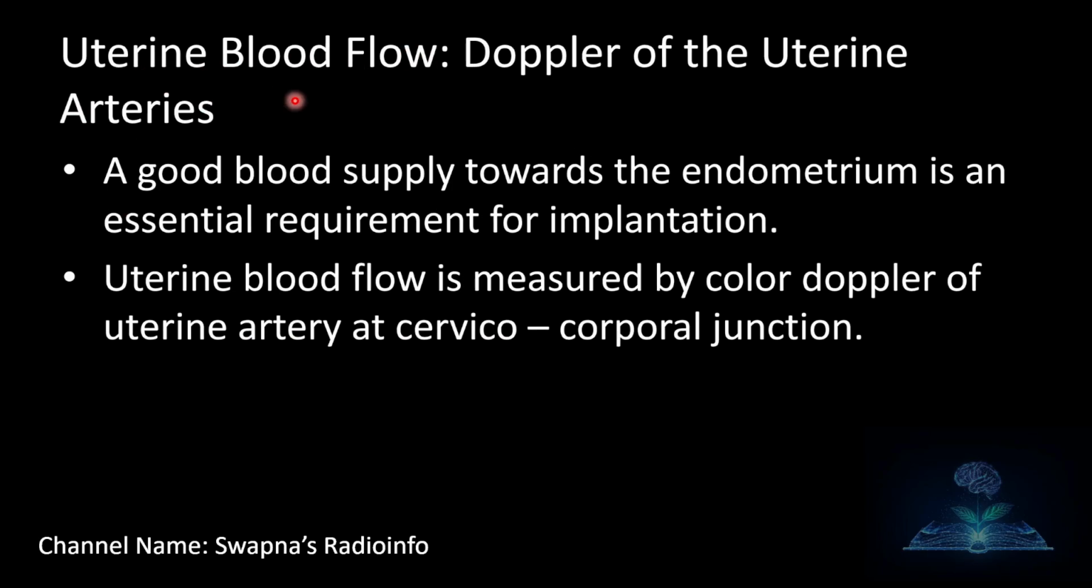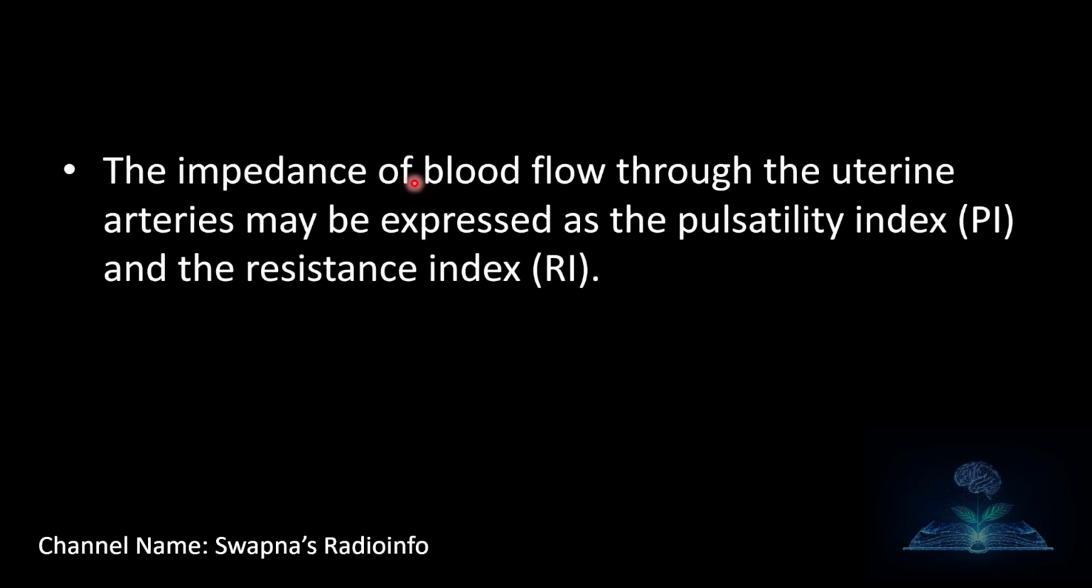Coming to the uterine blood flow, Doppler of uterine arteries is very important. A good blood supply towards the endometrium is an essential requirement for implantation. Uterine blood flow is measured by color Doppler of the uterine artery at the cervicocorporal junction. The impedance of blood flow through uterine arteries may be expressed as two indices. One is the pulsatility index, the other is the resistance index.